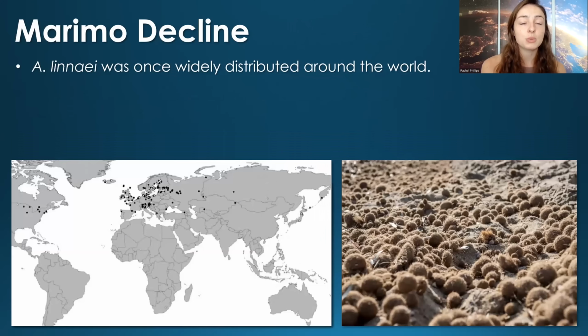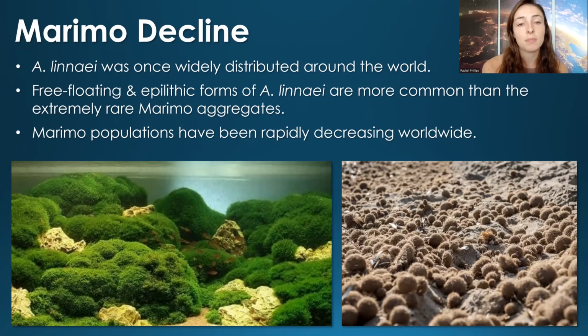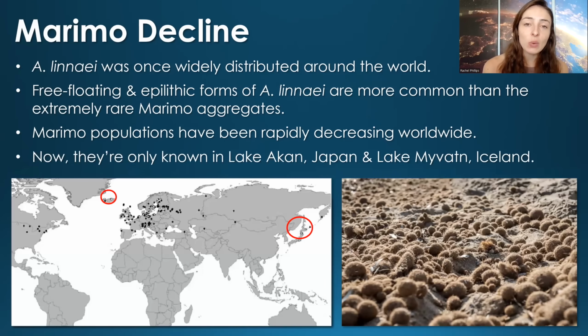The species of algae responsible for giant mossball growth was once widely distributed around the world. Free-floating and epilithic, or attached, forms of this algae are more common than the rare mossball aggregate forms. And the populations of mossball or aggregate forms of this algae have been rapidly decreasing worldwide. Now they are only known for Lake Akan in Japan and one single lake in Iceland that I am not pronouncing because I'm going to get it wrong.